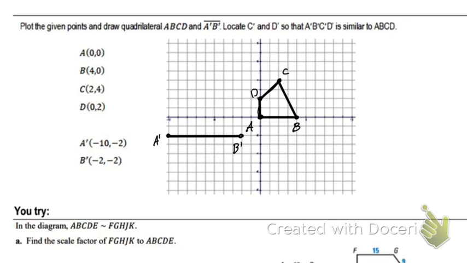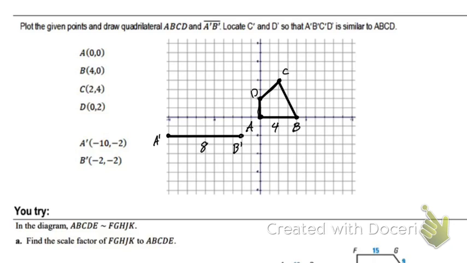Now it says find C prime and D prime so that A prime, B prime, C prime, D prime is similar to ABCD. So the big thing about being similar is our lines have to be proportional to each other. So I'm going to look at the lines that match up. A to B is 4 units across. A prime to B prime is 8 units apart. That means to go from here to here, I have to multiply the side length by 2.